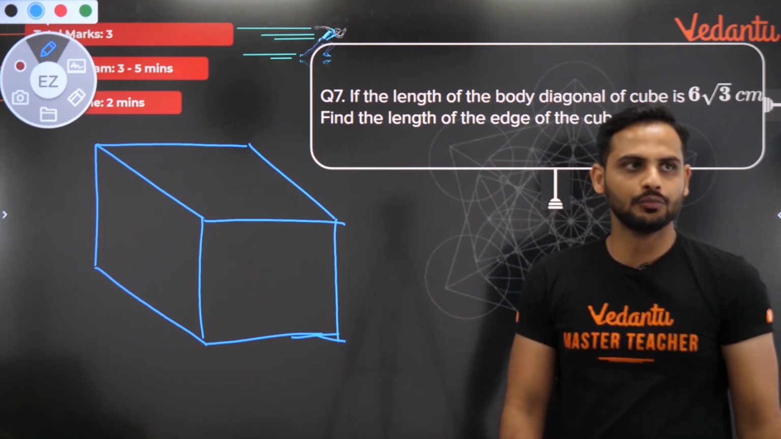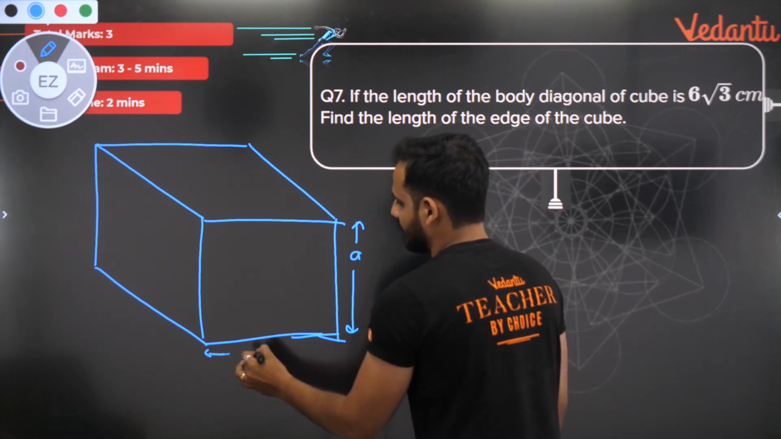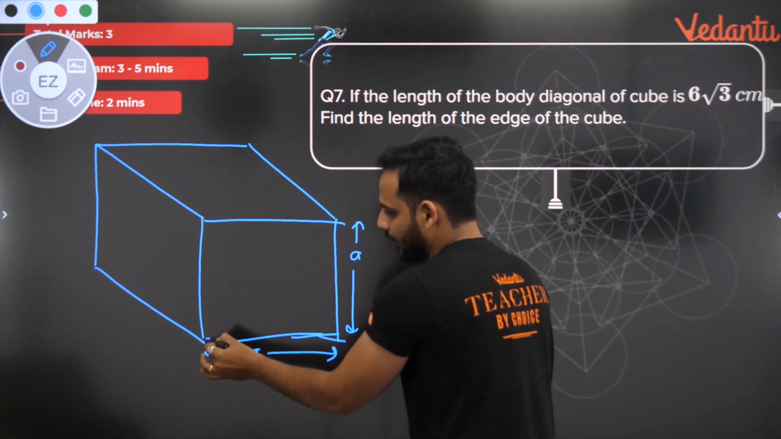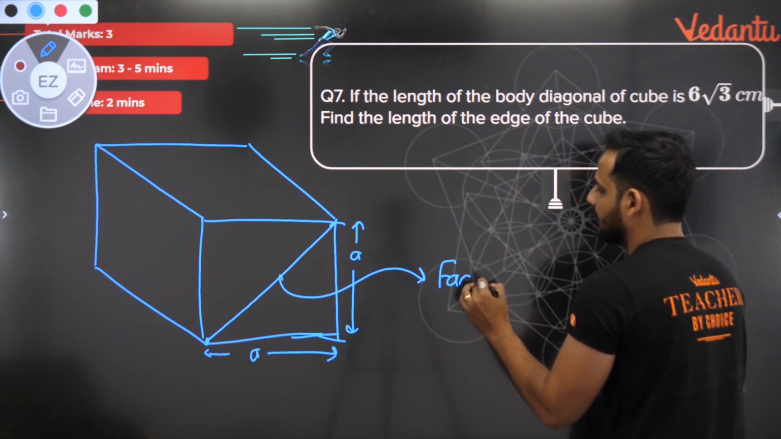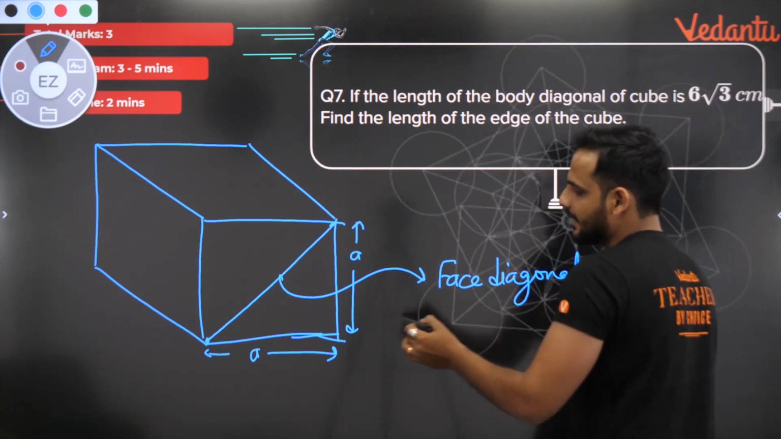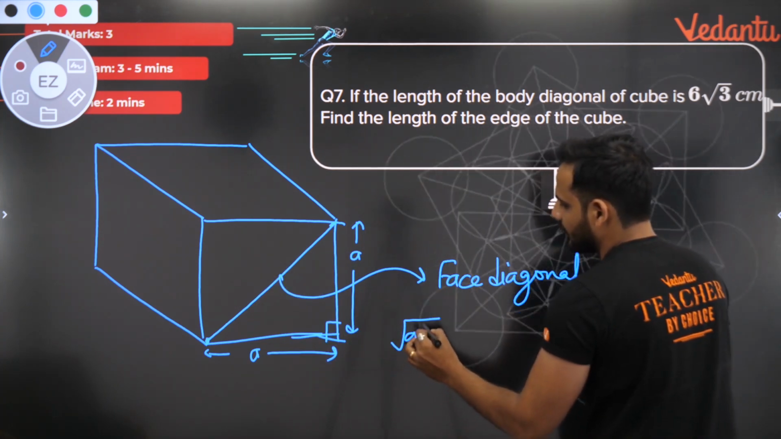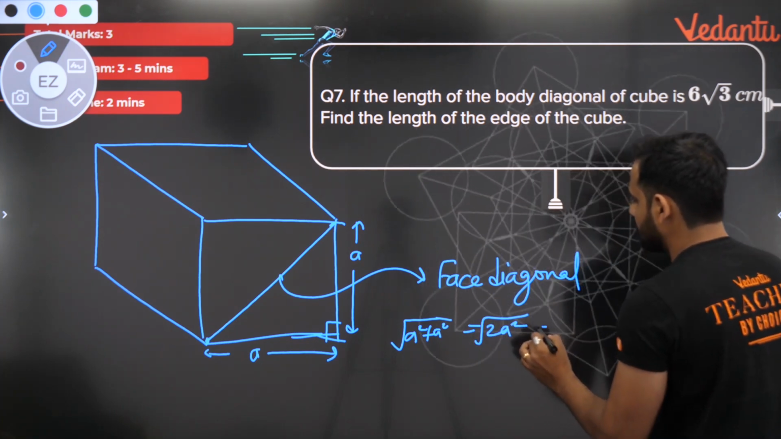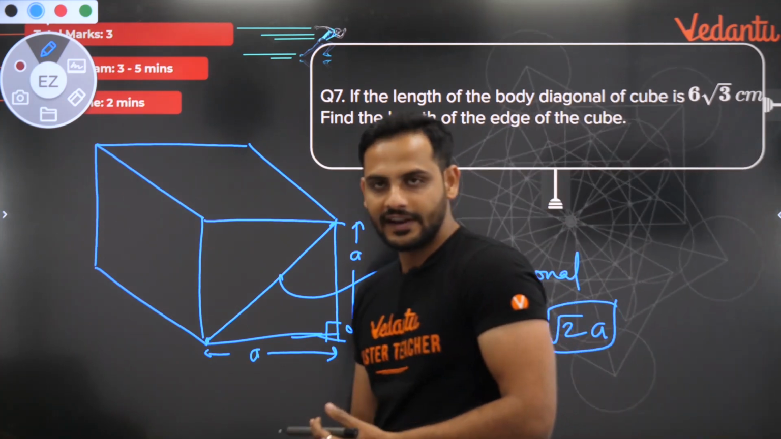This is a cube, let's say. This side is A and this side is A. So this is the front face. If I join these 2 points, this is called a face diagonal, the diagonal of a face. What will be its value? Easily I can say it is 90 degree, so with A and A, it will be equal to under root of A square plus A square, which is equal to under root of 2A square, which is equal to root 2 A. This is called the face diagonal.